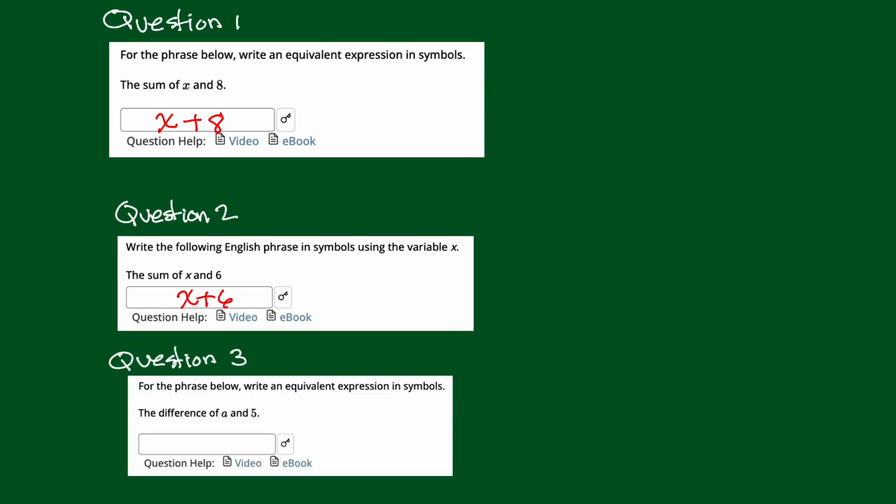Question 3 wants us to use symbols to write this phrase, the difference of a and 5. The difference, that's a subtraction. So just right in that order, I'm going to write the difference of a and 5. So this expression here, a minus 5, is an equivalent expression for the difference of a and 5.